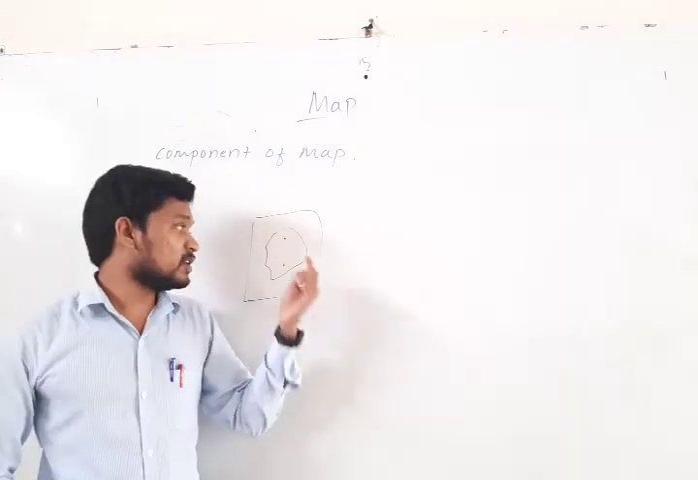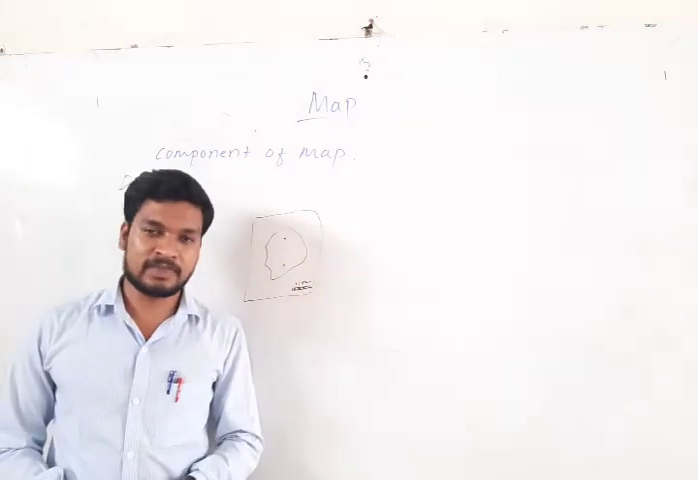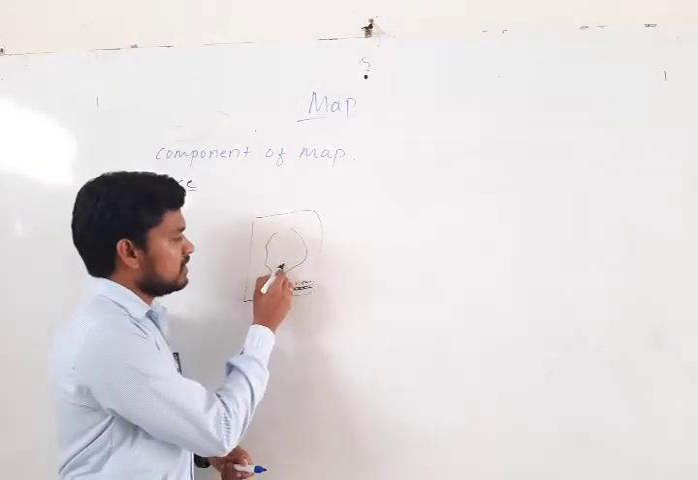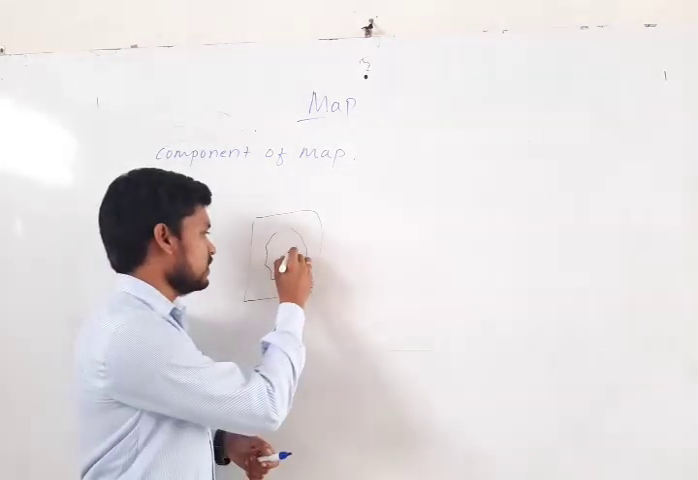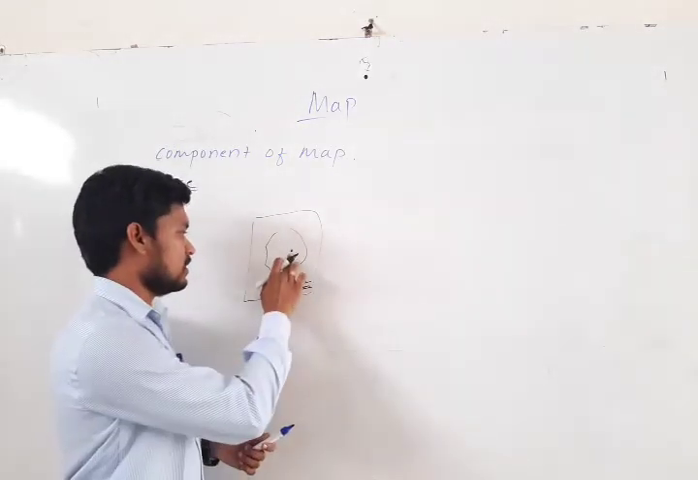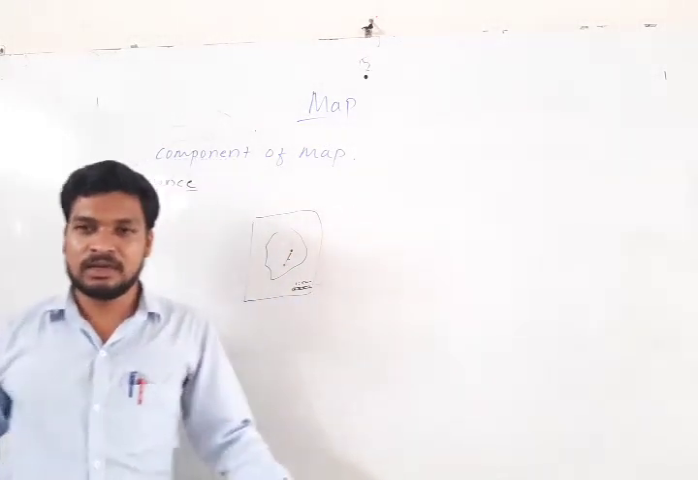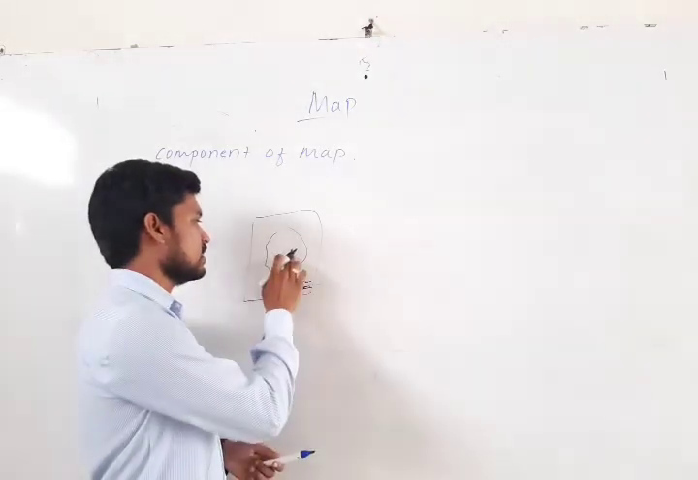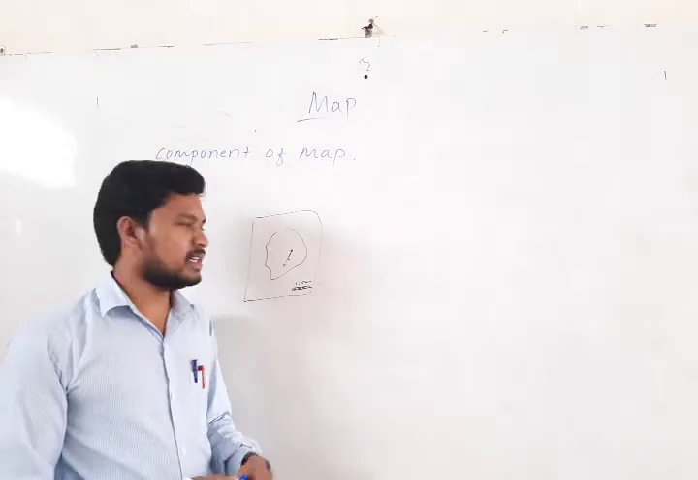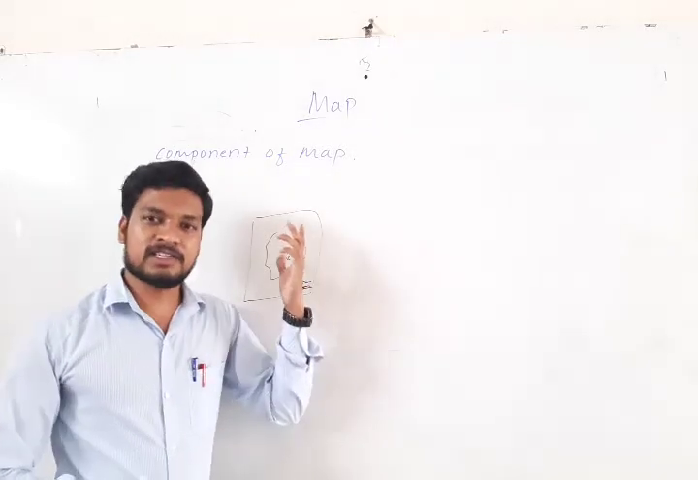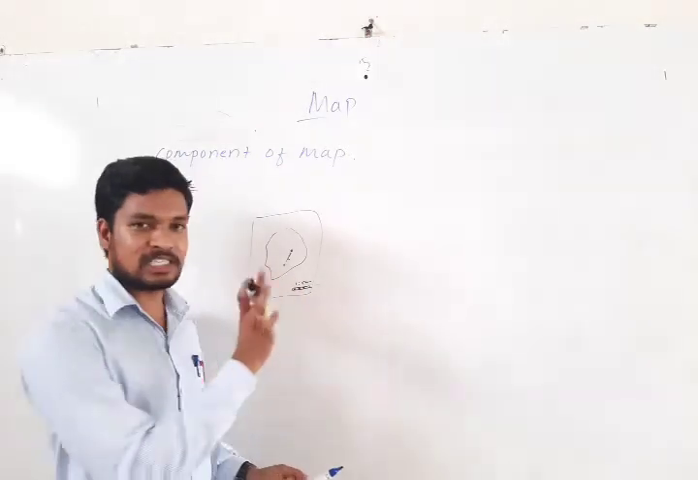Otherwise, if they are not showing the correct measurement, suppose here is the Saniketan school and the Saniketan college, and here 2 centimeters comes. If you calculate, you get 1 kilometer, but on the real earth surface you get only 500 meters. Then it's wrong. If it is wrong, it's not a map, it's a sketch.